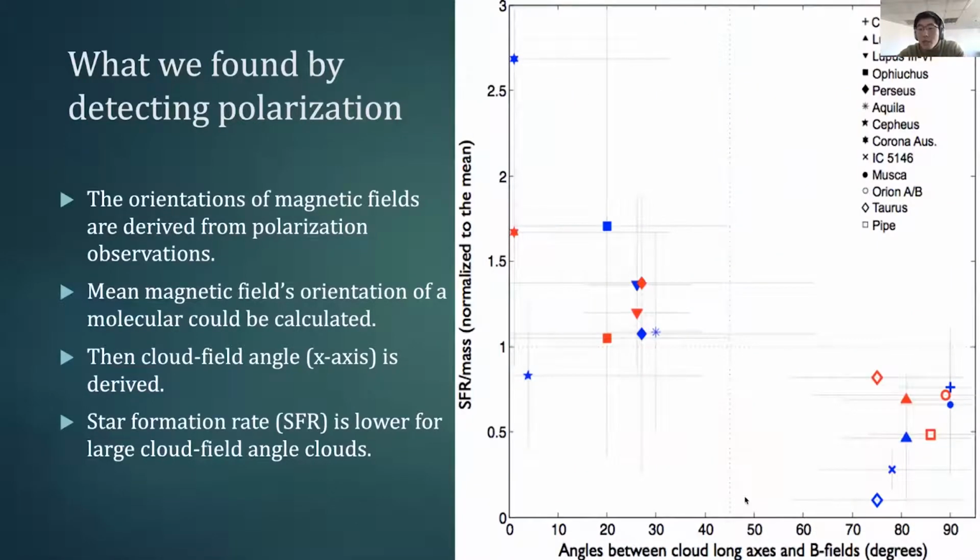And here is the result. We put the angle between cloud and field on the x-axis, and then we put the star formation rate on the y-axis. And we have such a relation between star formation rate and cloud-field angle. Showing this figure, we can see the star formation rate gets smaller with the increasing of this angle, which means when a cloud is parallel with the magnetic field, it tends to bear more stars, or say a cloud that is perpendicular to the magnetic field produces fewer stars.